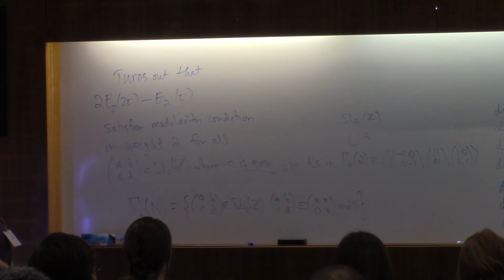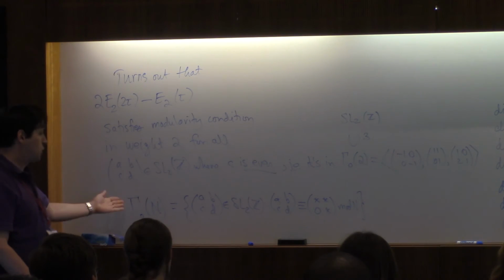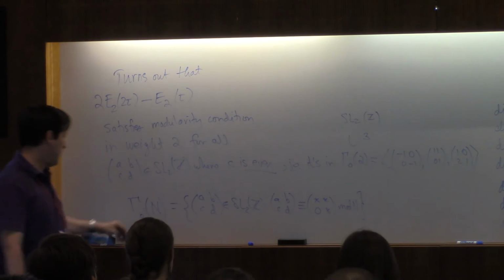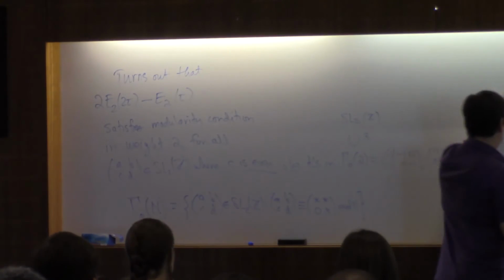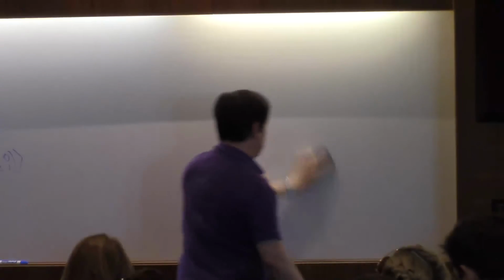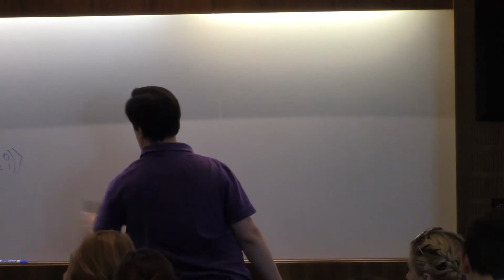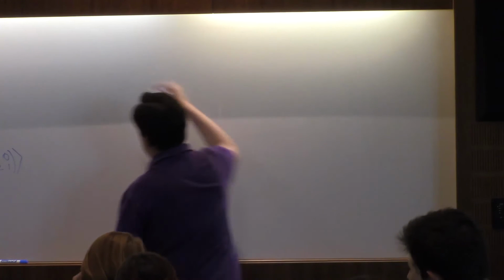But to be a modular form for a subgroup, what does it mean? It should be holomorphic on the upper half plane. This is kind of the first example we're seeing of a function that's a modular form, not for all of SL2Z, but for a big subgroup of SL2Z.